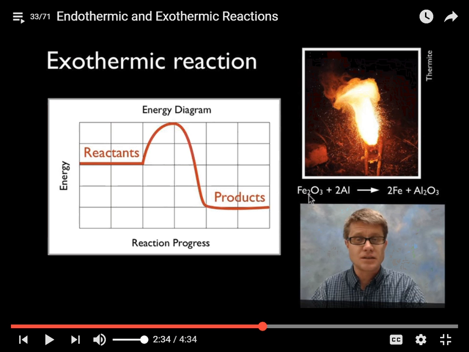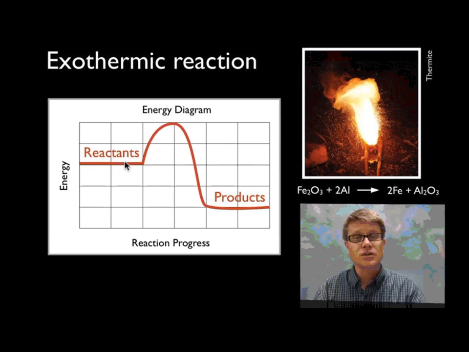Energy was released, and that's why the products have less energy than the reactants do. The iron oxide and the aluminum have a higher energy. In other words, there's more energy locked in those bonds than we're going to have in the products. And so we can see this as a downhill reaction.